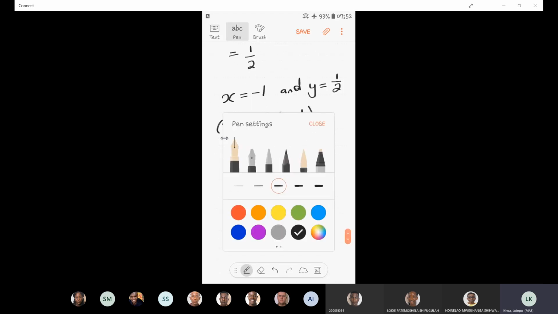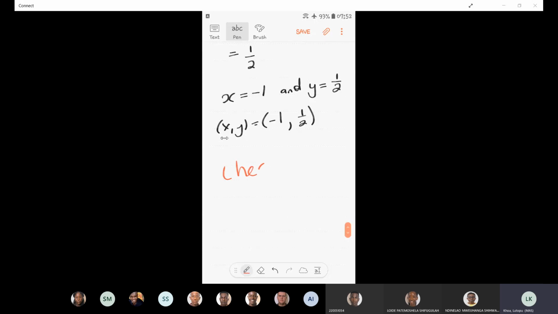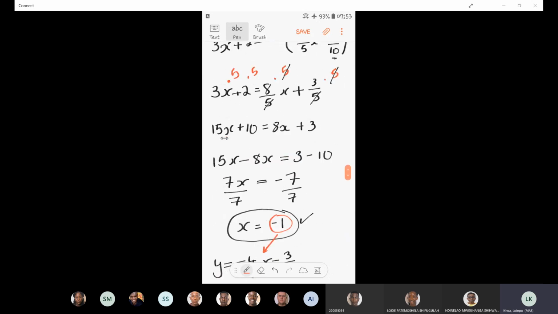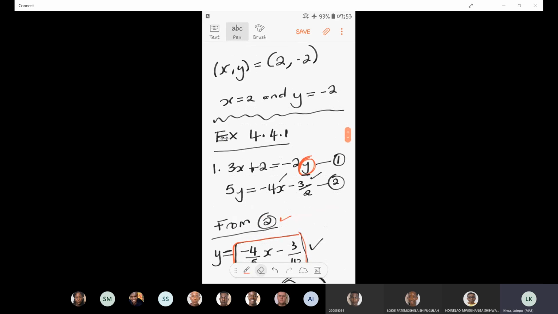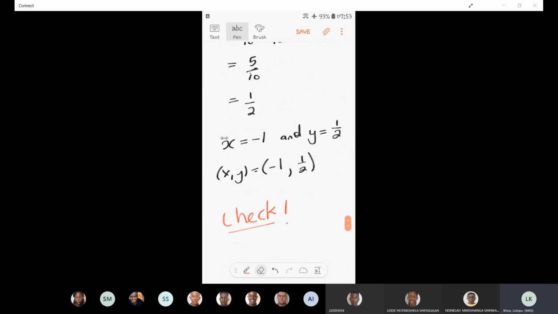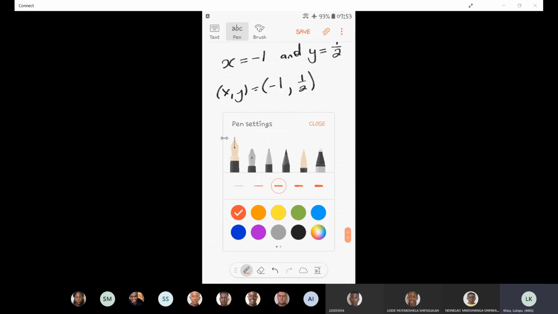Now again, very important, you always have to check your solutions. See if the values that you have gotten are correct. So you'll substitute your value of x and y into both equations. You'll take your original equations, which are these ones over here, and substitute x is minus 1 and y is a half. See, does it satisfy this equation? If it does, then that is correct. Then you also check in the second equation, does it satisfy it? If it does, then your answer is correct. So I'll leave the checking to you guys.